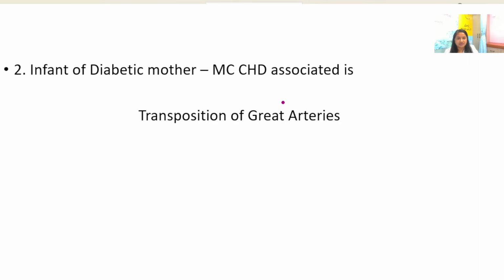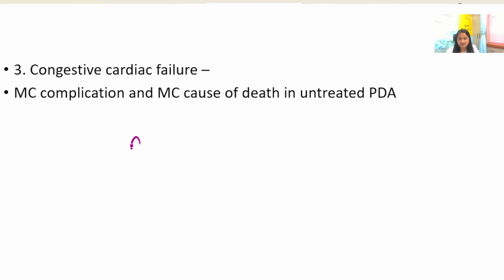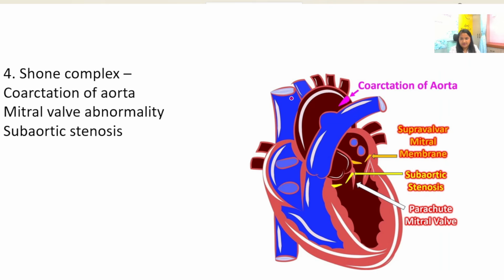Infant of diabetic mother: the most common congenital heart disease in IDM babies is transposition of great arteries. TGA is the most common congenital heart disease in IDM. Congestive cardiac failure, that is CCF, is the most common complication and most common cause of death in untreated PDA.